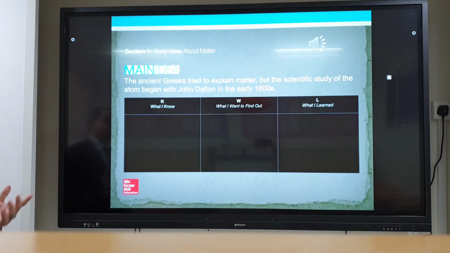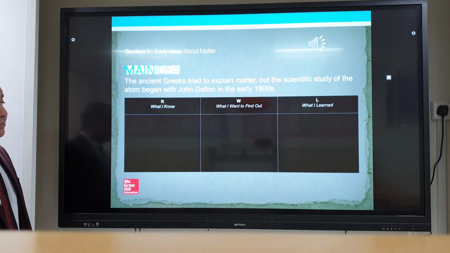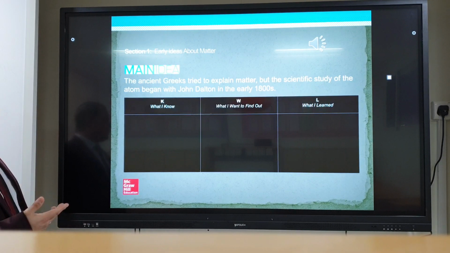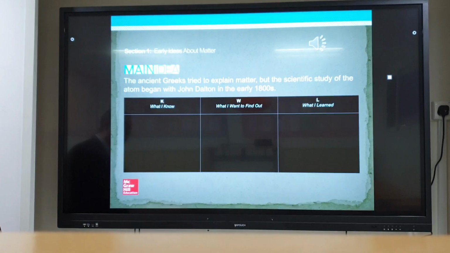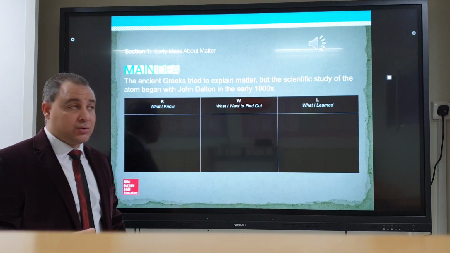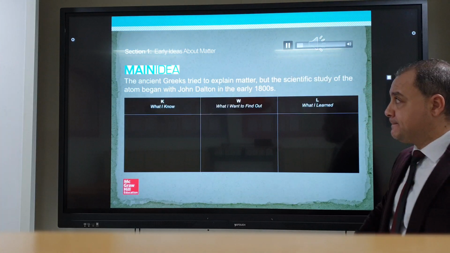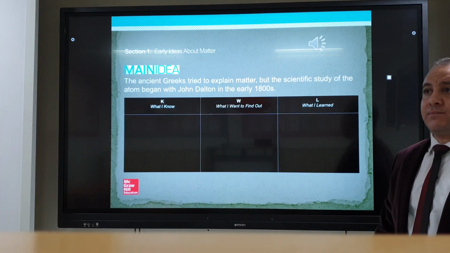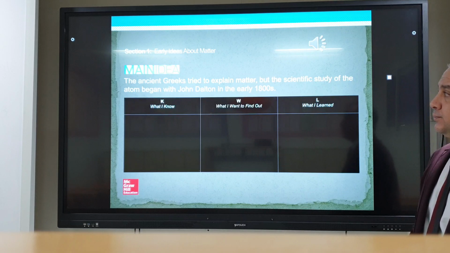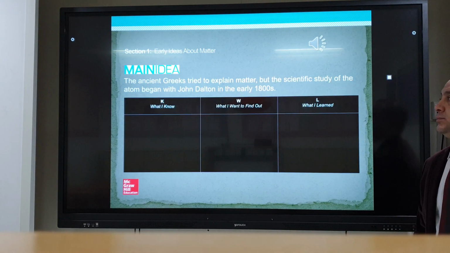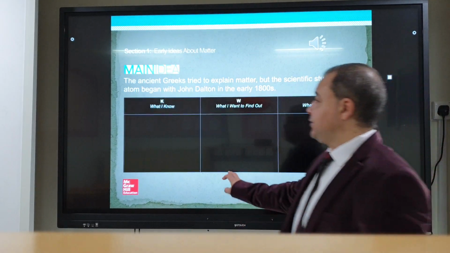The ancient Greeks tried to explain matter, but the scientific study of the atom began with John Dalton in 1800. So, section one, early ideas about matter. The ancient Greeks tried to explain matter, but the scientific study of the atom began with John Dalton in the early 1800s.